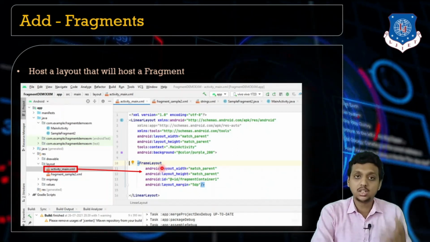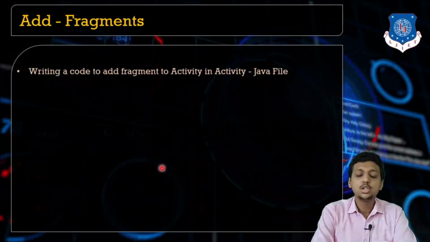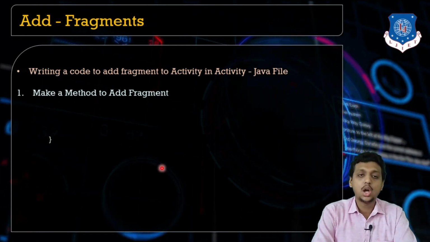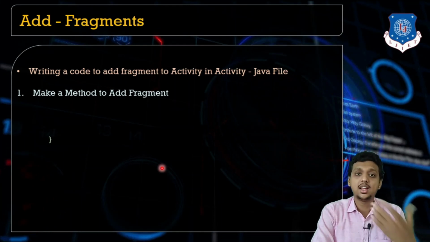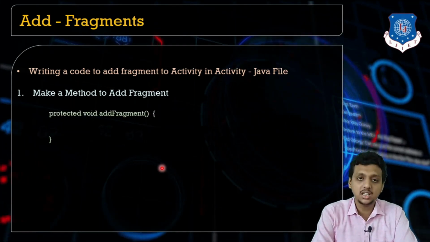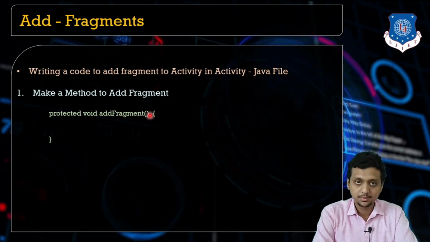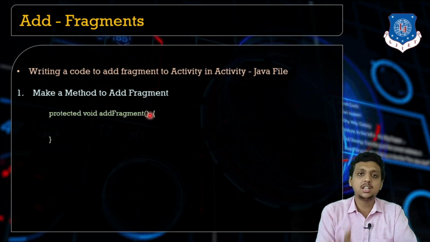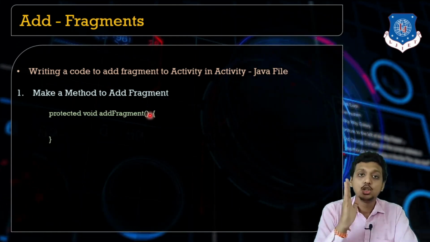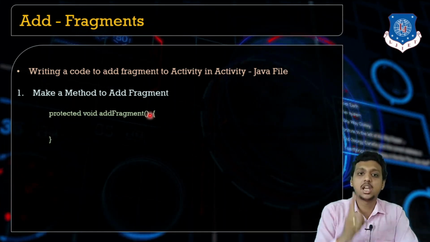Now, what's next? Next, students, is to write the code to add a fragment in the activity in the Java file. So how do we write the code to add the fragment in the Java file? For that, we need to create a method known as protected void addFragment. Add fragment is the method that we need to create to add a fragment. Do not forget to write this method in the MainActivity.java file.